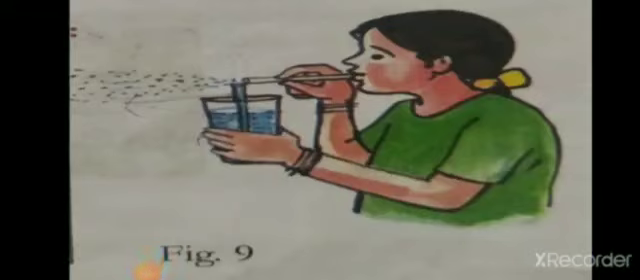Children, from your textbook page number 77, you have a simple activity, activity number 10. Now you can see figure 9. So how should we do this simple activity? Let us see. Take a glass containing water and two straws. Keep one straw in the water and another in horizontal direction as you are seeing in this picture. Now blow through this horizontal straw.